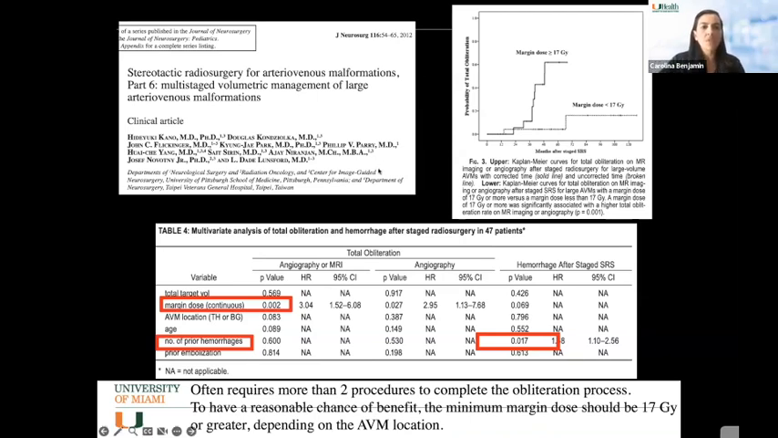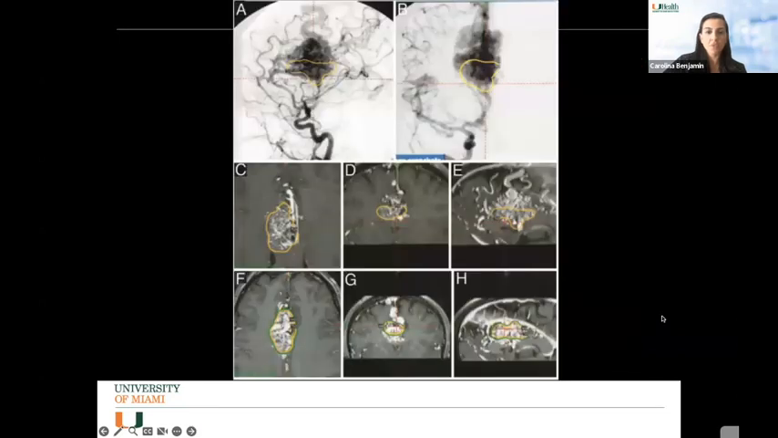What about the multi-center study? So this is part of the IRRF group, and this is a nice international group that combined this multi-center study, and they found similar findings, in which the margin dose tended to be important, greater than 17 in terms of obliteration rates and time, total time to obliteration, as well as probability of total obliteration. And then number of prior hemorrhages also tended to affect obliteration rates, with people having had prior hemorrhages having worse obliteration rates.